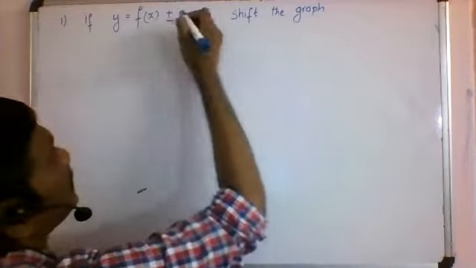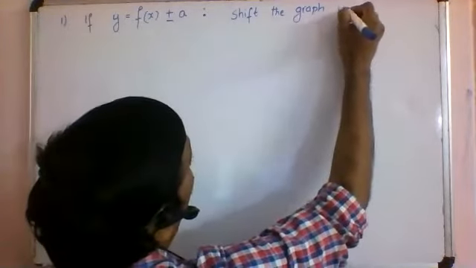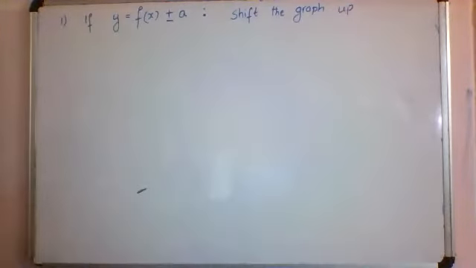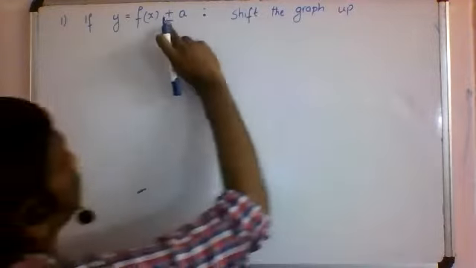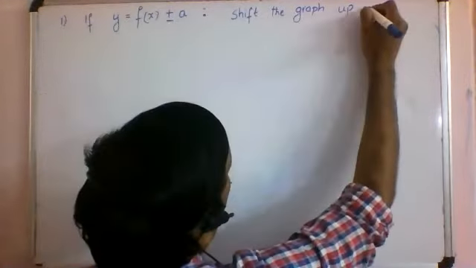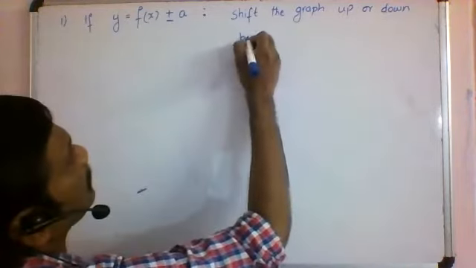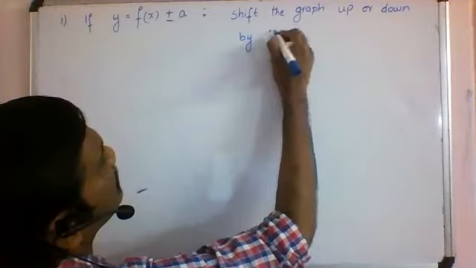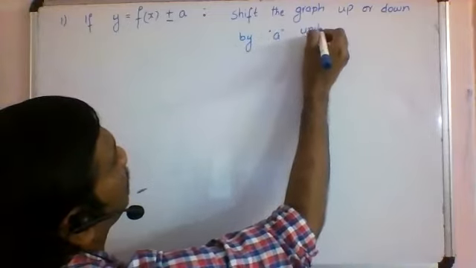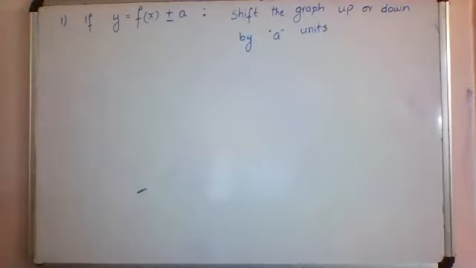When you write plus a, you shift the graph up. If we take minus a, it shifts down. By how much? By a units. That is how we have to draw a graph of this type.